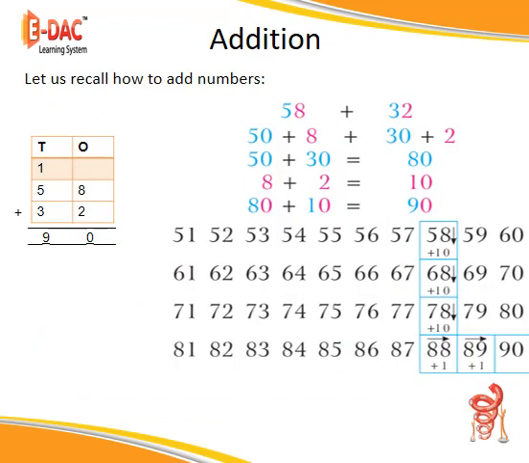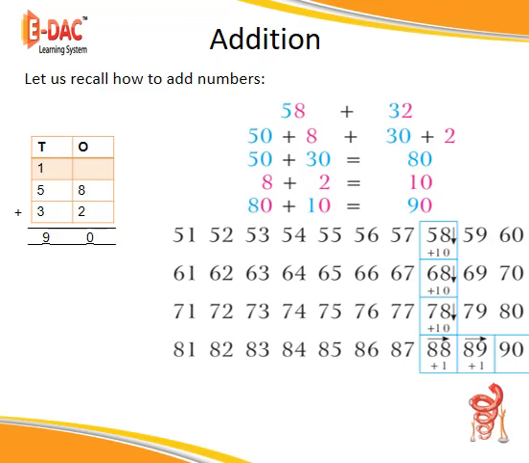Addition. Students, let us recall how to add numbers. For example, we want to add 58 and 32. So, we will write 58 and below 58 we will write 32, and we will remember that ones place digit should come in ones place only.